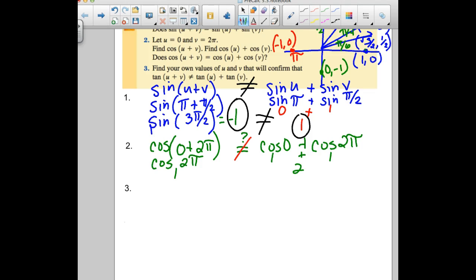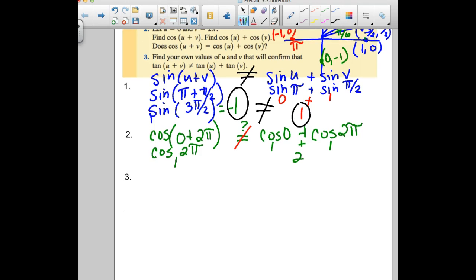All right, our third example, it says find your own values for u and v that will confirm that the tangent of u plus v does not equal the tangent of u plus the tangent of v. All right, so let's pick a couple values for u and v. And you have a lot of options. I would pick things that are on our unit circle to make things a little easier. Let's say that we let both of them, let's just pick pi over 3 for both angles.